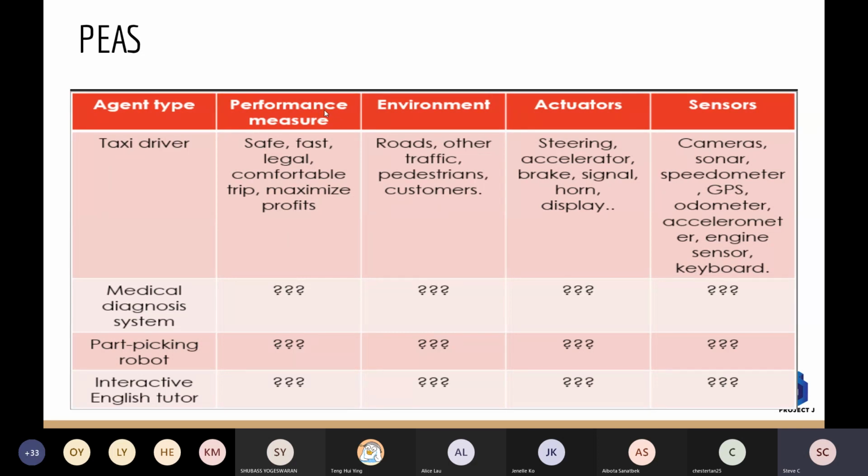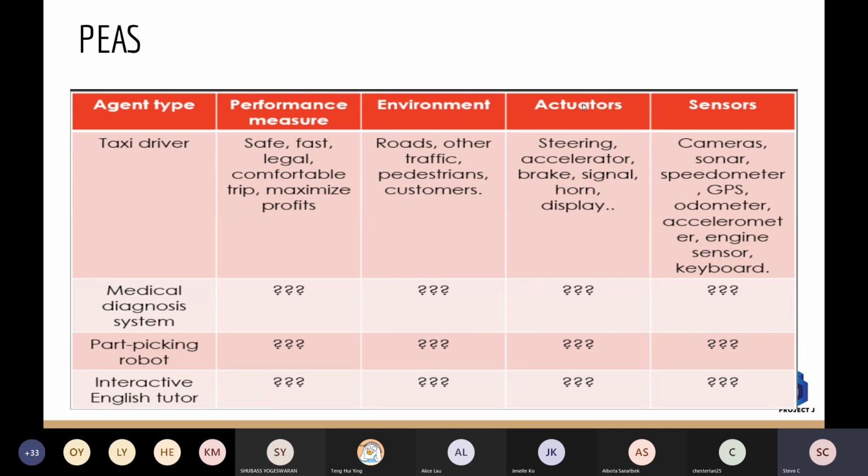So performance. Now the next part here is the environment. So environment is basically where the agent would work in, so its surroundings. So obviously the taxi driver would drive in roads, and on those roads there will be other traffic, so other vehicles, other cars, motorcycles. Of course, the taxi driver also has to watch out for incoming pedestrians, and also has to take into account its customers, the one they're driving for.